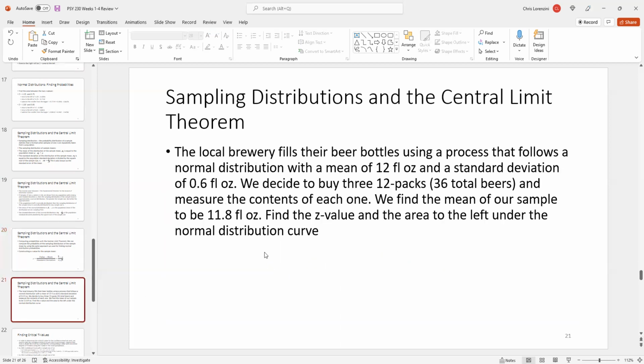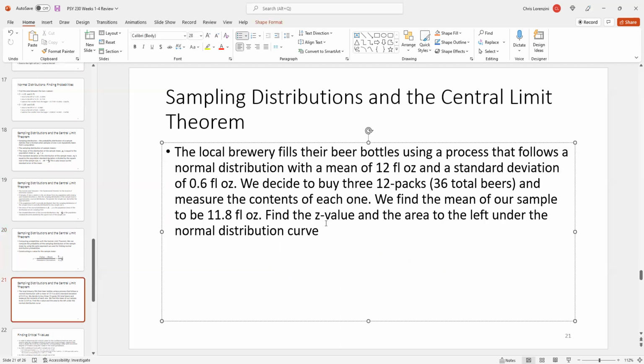So let's take a look at an example. All right, the local brewery fills their beer bottles using a process that follows a normal distribution with a mean of 12 fluid ounces and a standard deviation of 0.6 fluid ounces. We decide to buy 3 12-packs, which are 36 total beers, and measure the contents of each one. We find the mean of our sample to be 11.8 fluid ounces. Let's find the Z value and the area to the left under the normal distribution curve.